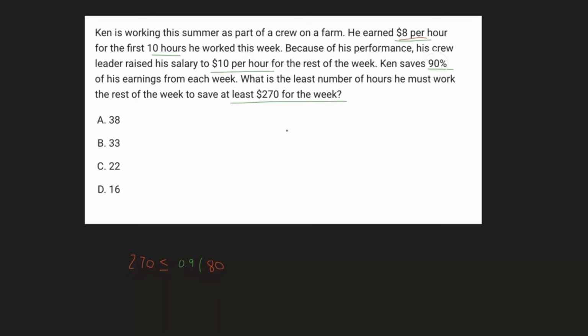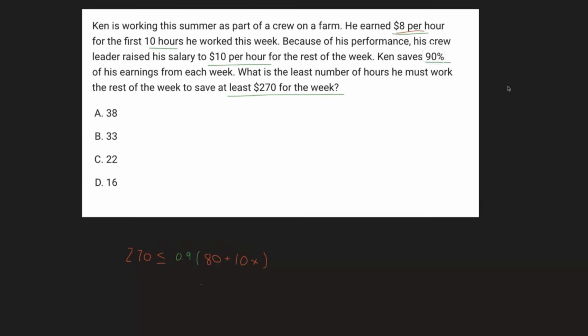We don't know how many hours he's going to work at $10 an hour, but we know that he must work a certain amount of hours to make at least $270. To save at least $270. Therefore, we can write this as plus 10, because that's the flat rate. And then we can just write x as the number of hours he works. And x, in our case, in this inequality, will represent the least number of hours he must work to save at least $270. All right, so now we just want to simplify this inequality, right?